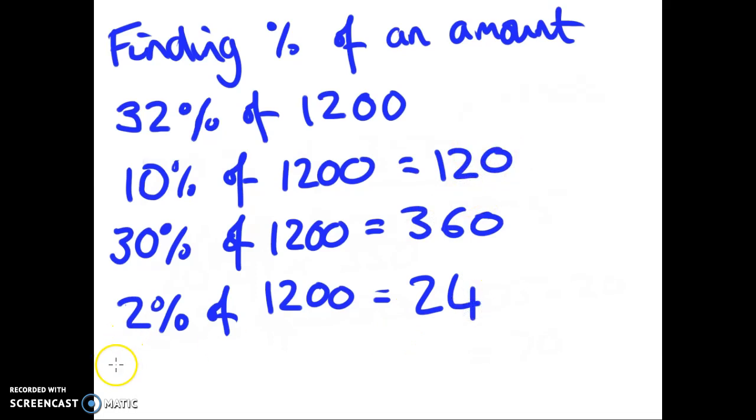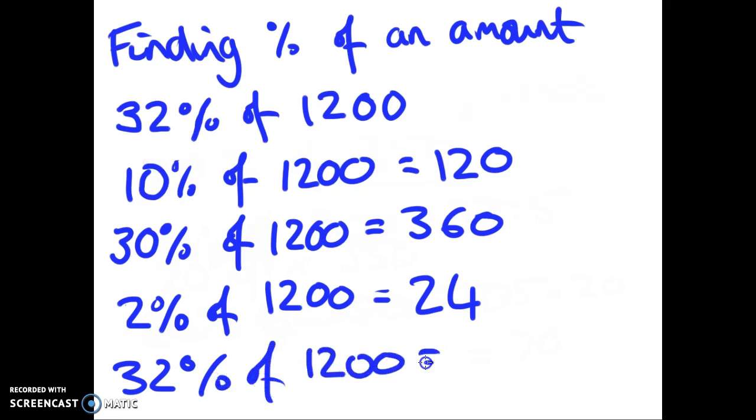Then the last step I need to do is to find 32% of 1,200. Well, all I need to do is add together my answer for 30% and my answer for 2%. So if I add those two together, it's going to give me 384. So that's the way I prefer to do it, in nice, simple, clear jumps. But there's another way I'm about to show you as well.